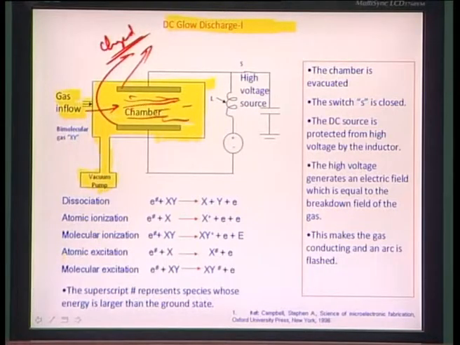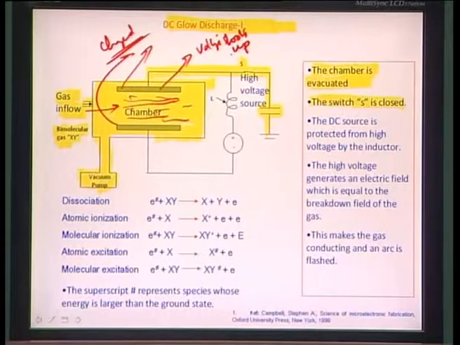Now the following operation is carried out. The chamber is first evacuated and a certain gas, let us say a diatomic gas XY, a bimolecular gas XY as in this case, is flown slowly into the chamber at a certain vacuum level. The switch S, as you can see in this circuit, is closed suddenly. There is a high voltage source which the switch connects to the main plate here. So connecting this switch suddenly means the voltage of this plate shoots up.